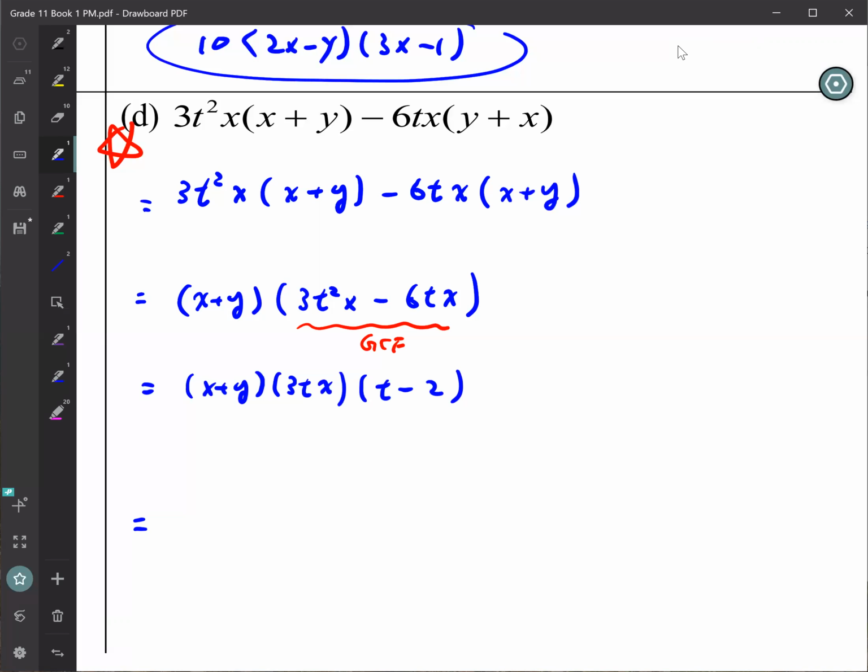Because they're all multiplying now, the order doesn't really matter. But if you check the answer key, they like to keep the constant at the front. So most likely you'll have 3tx at the very front, and then x plus y, and t minus 2.